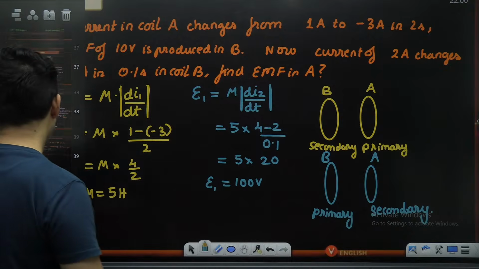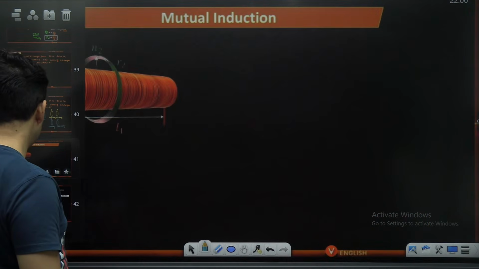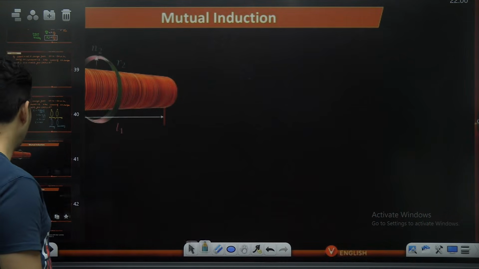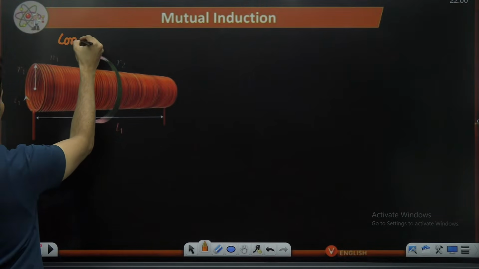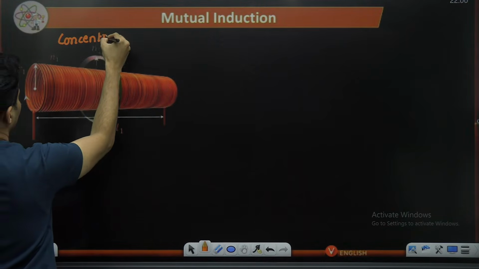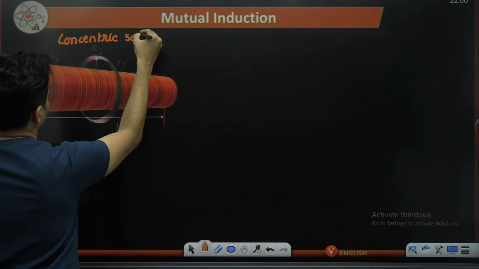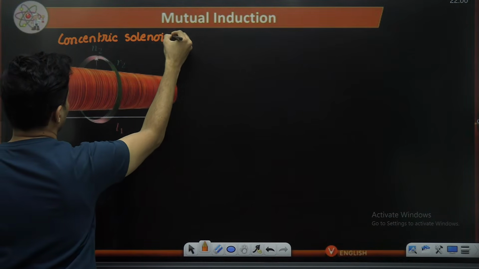Let's move now to how do we find the mutual inductance, and let's take the example of concentric solenoids.